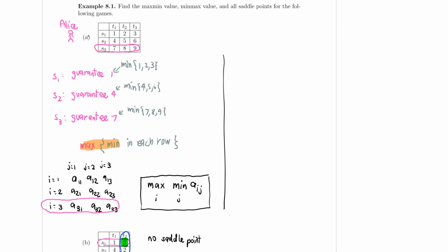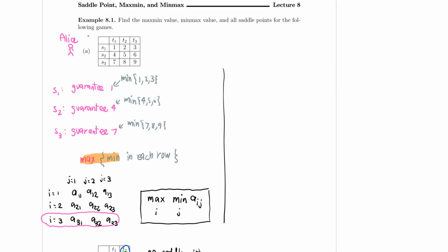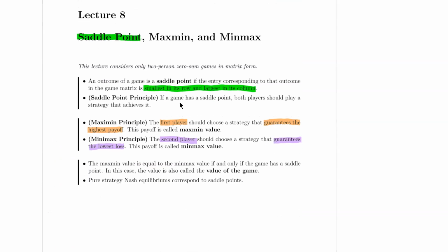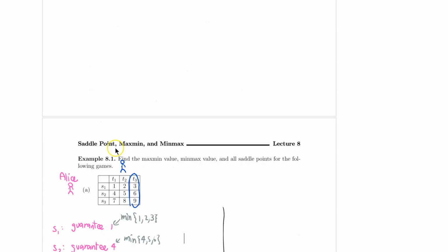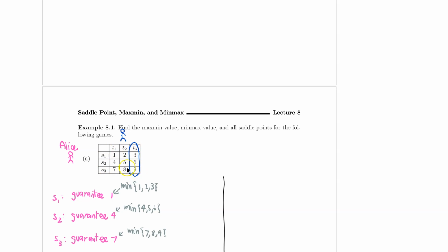Let's try to do the same reasoning, but from Bob's point of view. Bob is going to choose between the first column, the second column, or the third column. Now the min-max principle says something slightly different, because the second player, Bob, should choose the strategy that guarantees the lowest loss. Notice that the numbers we see here are Alice's payoff. So Alice is going to get between $1 and $9, and Bob is the one who pays Alice.